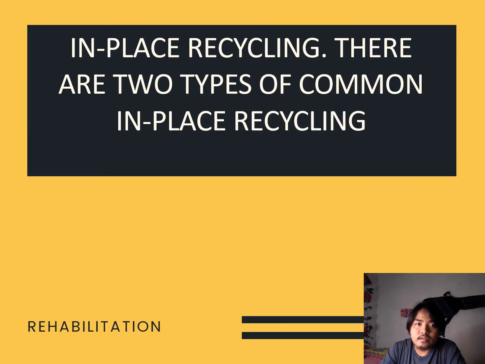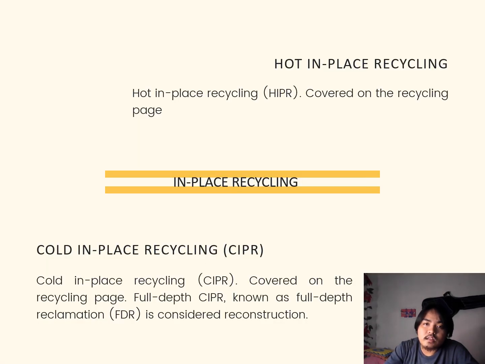Next is in-place recycling. There are two common types of in-place recycling. First is hot in-place recycling, and next is cold in-place recycling. Hot in-place recycling is a less common form of hot asphalt recycling. There are three basic HIR construction processes in use, all of which involve a specialized plant in a continuous train operation.